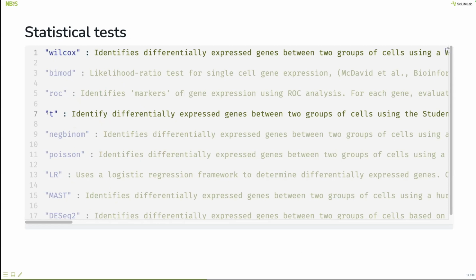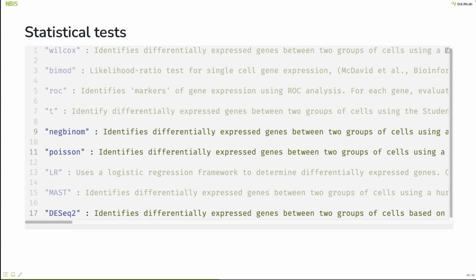So I said Wilcox and rank sum and T are the straightforward ones. But then there are some where they try to optimize the test according to the distribution. The Wilcoxon test doesn't assume any type of distribution, whereas the t-test assumes normal distribution, which isn't actually the case in single cell, but it tends to work quite well anyways. But then there have been attempts to optimize the tests by using other distributions, and also including DESeq2, so applying the same test that you would to bulk samples to single cell.